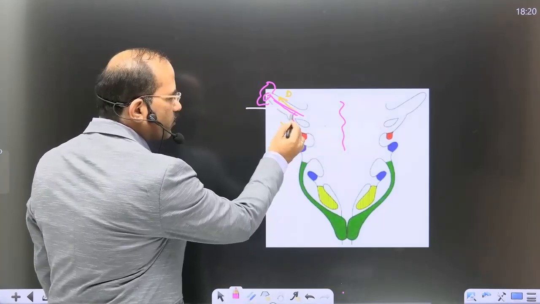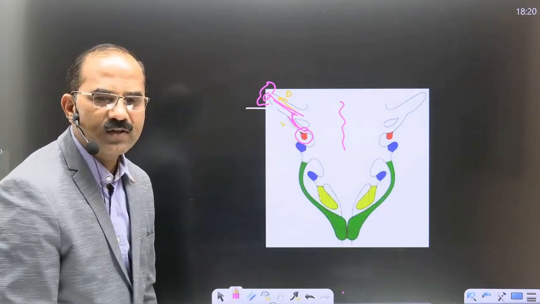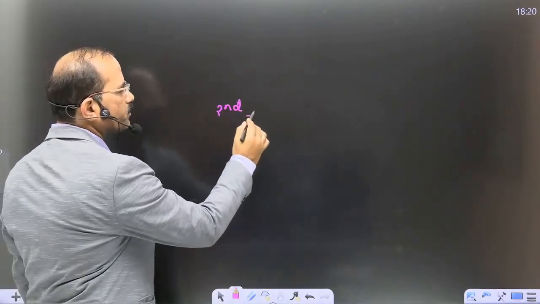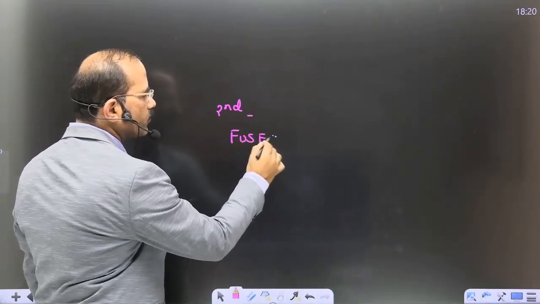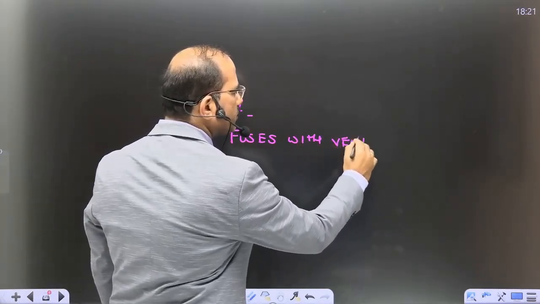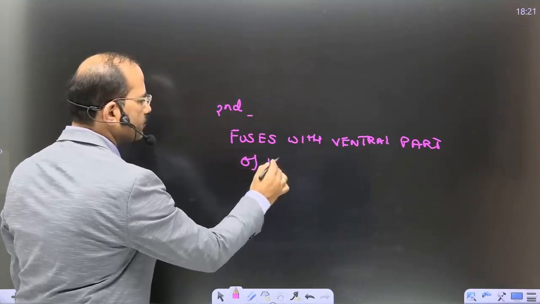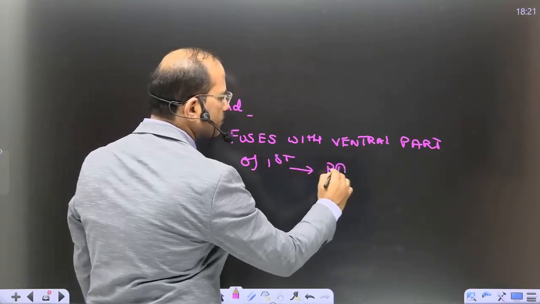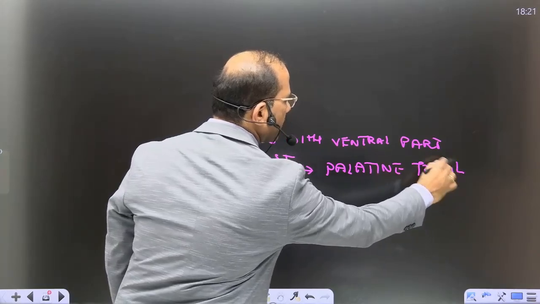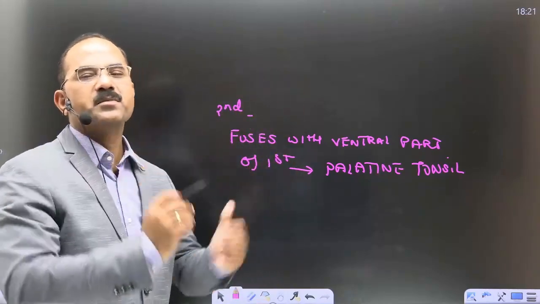The ventral part of the first endodermal pouch joins with the second. And what is that? The palatine tonsil. That's the palatine tonsil. So what happens to the second endodermal pouch? The second endodermal pouch fuses with the ventral part of the first and forms the palatine tonsil. Is this clear to all of you? So what happens to the second? It joins with the ventral part of the first and forms the palatine tonsil.